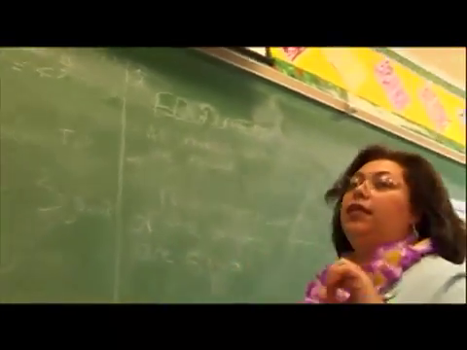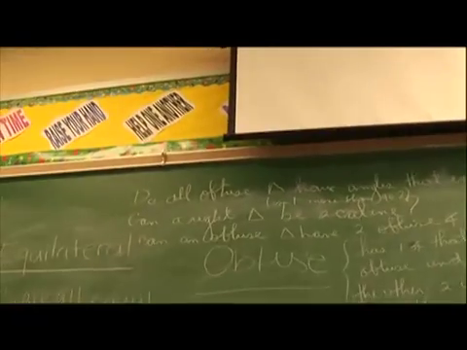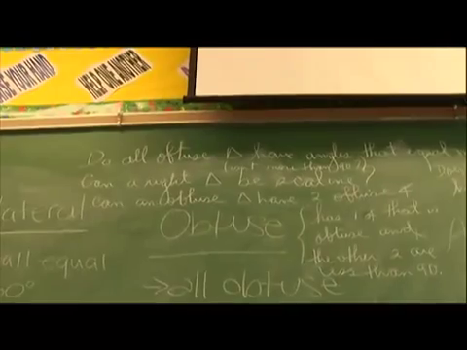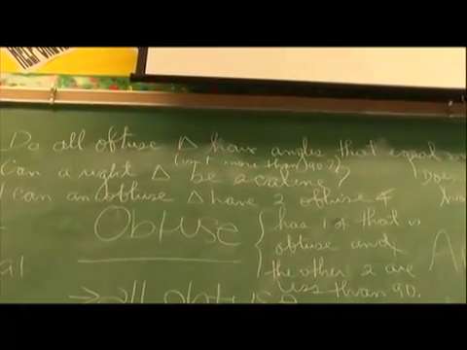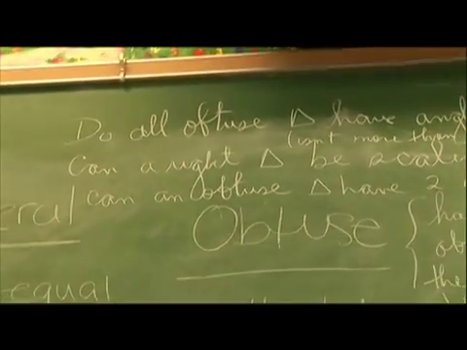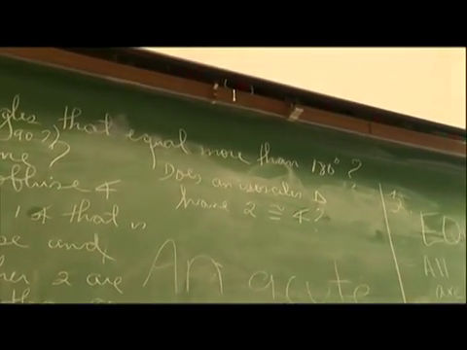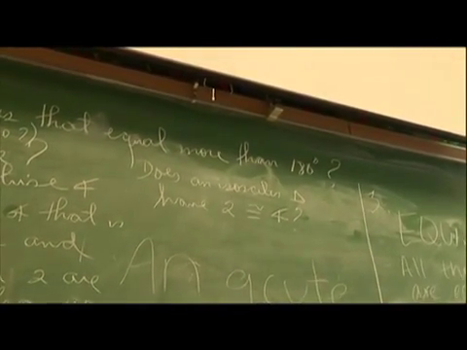Okay. Anything else on here? Nothing else? Okay. I need you to answer the questions that we have over there. Do all obtuse triangles have angles that equal more than 180 degrees? Or is it more than 90 degrees? Can a right triangle be a scalene? Can an obtuse triangle have two obtuse angles? Does an isosceles triangle have two congruent angles? You're going to have to prove or disprove those statements.